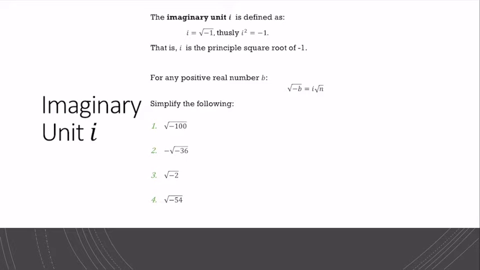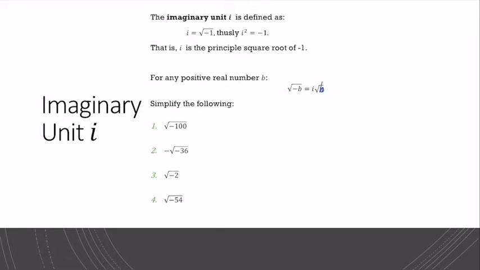So, first off, the imaginary unit i is defined as the square root of -1. Because of this, i squared is -1, right? Because squares undo square roots. So we call i the principal square root of -1. And I have that for any real number b, the square root of -b equals i square root of b, right? We're kind of pulling out a factor of -1.